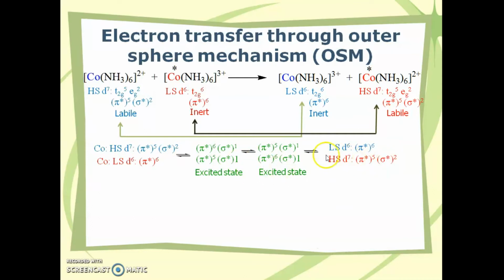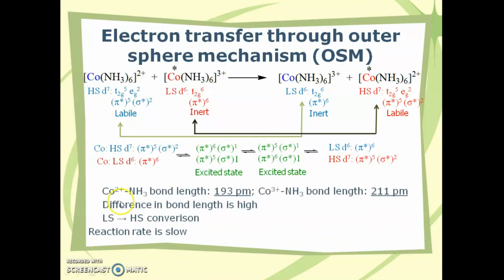And then when it becomes an excited state, now the cobalt which was in high spin, since it has transferred its electron to the other one, is oxidized now. When it is oxidized, it has to go to the low spin. So now it becomes a low spin complex. Now this is getting reduced. The red color cobalt is now getting reduced. So now it becomes a high spin complex.